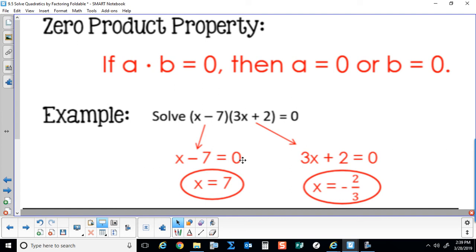x minus 7 is equal to 0. In order for this factor to equal 0, x must be 7. If x is 7, then 0 times whatever this is is 0.